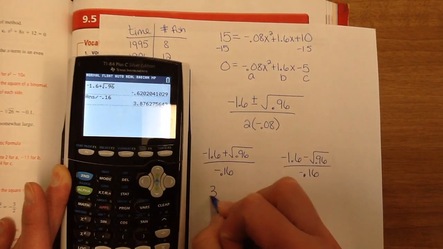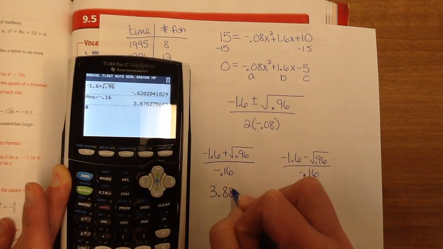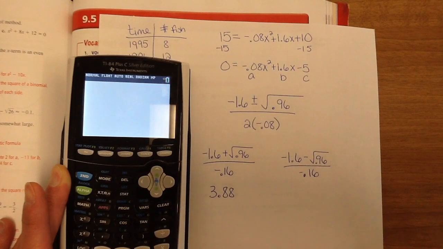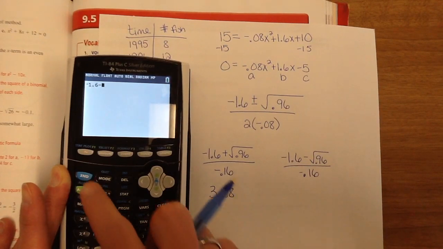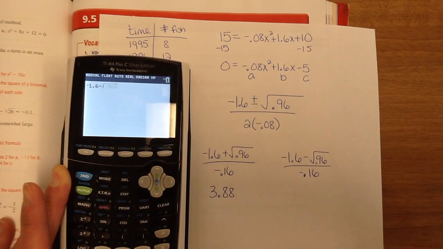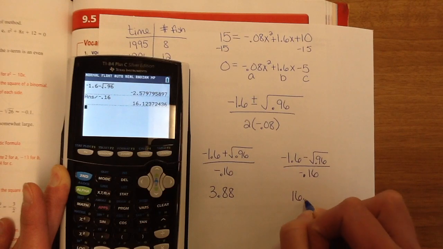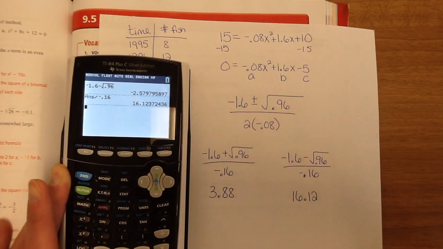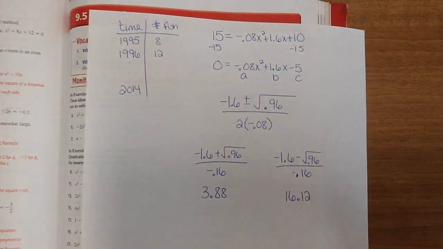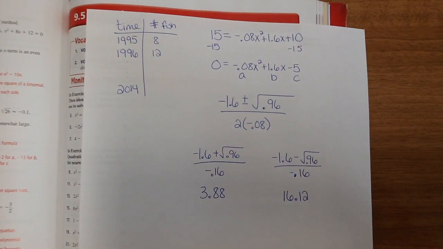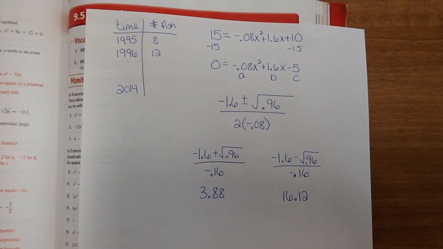So I get about 3.88. Now I'm going to solve this one, only this time I'm just using the subtraction key. And so I get about 16.12. Those are our 2 solutions. If you had that when you check my answer, you might be like, wait a minute, that's not what I see up there.